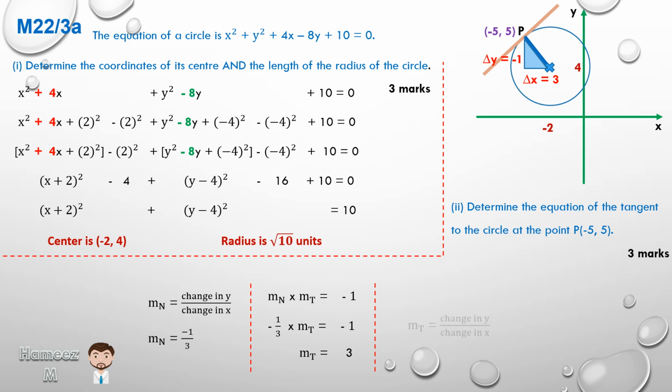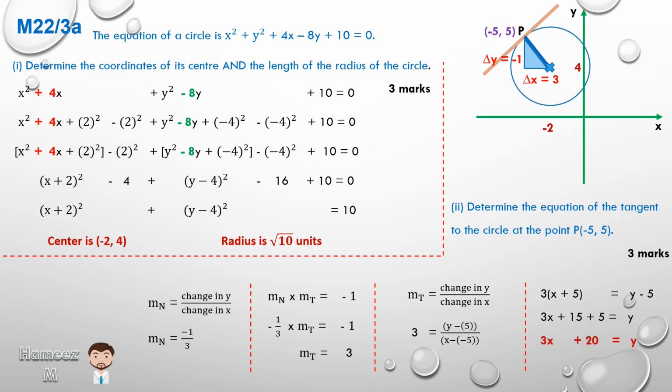And if we substitute, the gradient of the tangent is equal to change in y over change in x, where 3 is equal to y minus 5 over x minus minus 5. We got the x and y coordinates from the point on the tangent. If we carry across the denominator, it will be 3 times x plus 5 is equal to y minus 5. And make y the subject of the formula. So let's expand the brackets. We're going to get 3x plus 3 5s are 15, plus 5. As such, y is equal to 3x plus 20 is the equation of the tangent.